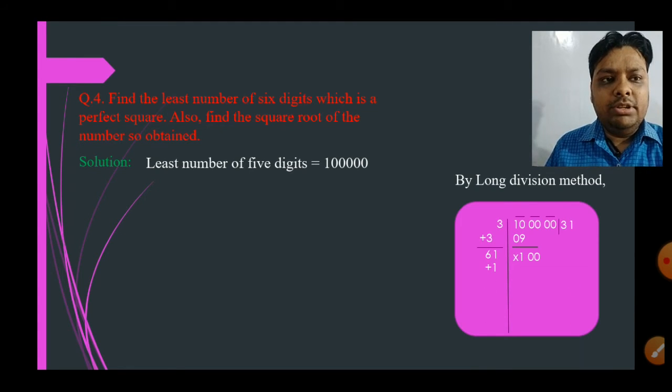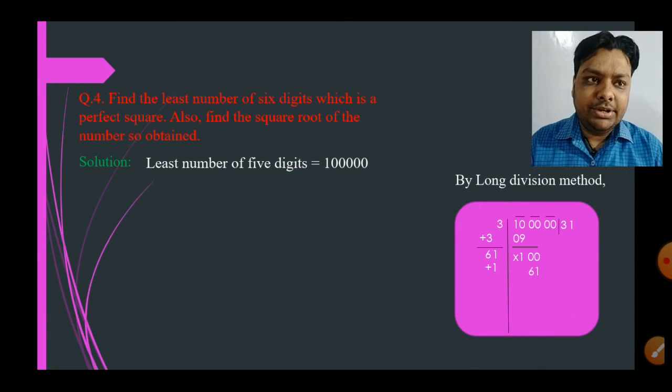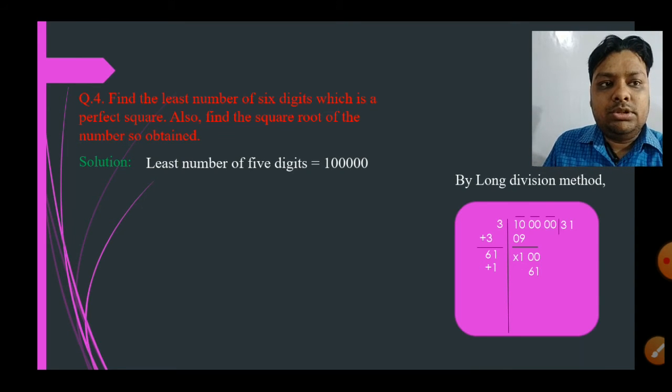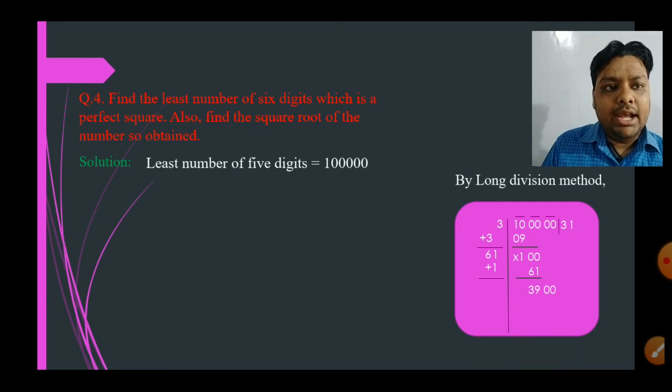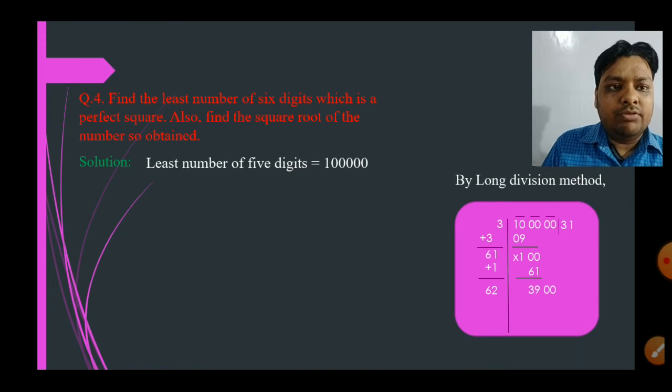So 1 we will write in the divisor side and 1 in the quotient side. Then 61 into 1 is 61, so we will write 61 just below 100. Then 61 plus 1, we will get 62, and subtracting 100 minus 61, we will get 39. Here we will note down the third period just beside the remainder 39. Now after adding we get 62. If we add 1 beside it, then 621 into 1 is 621.